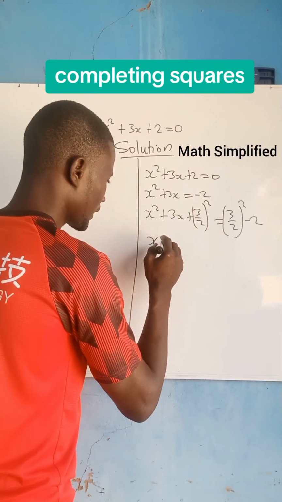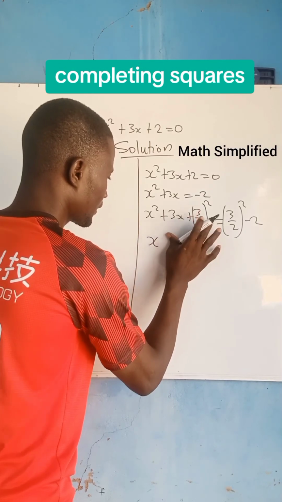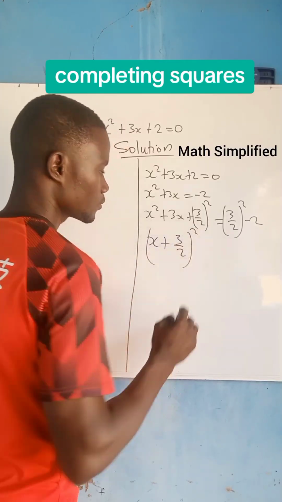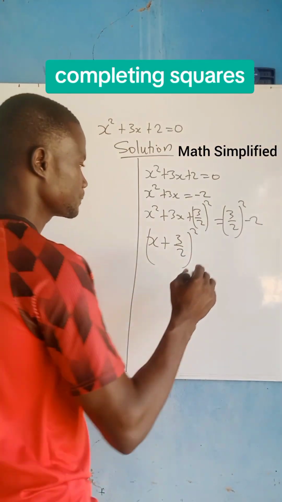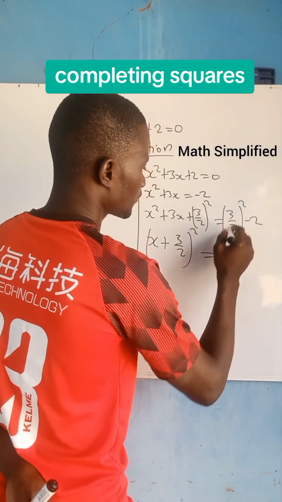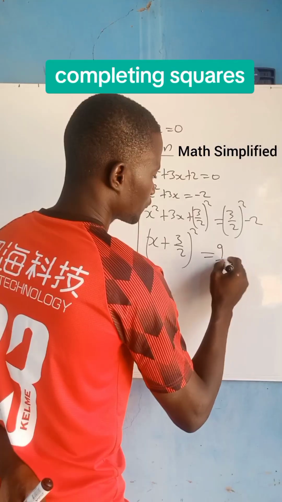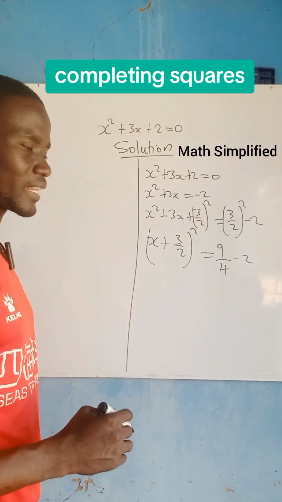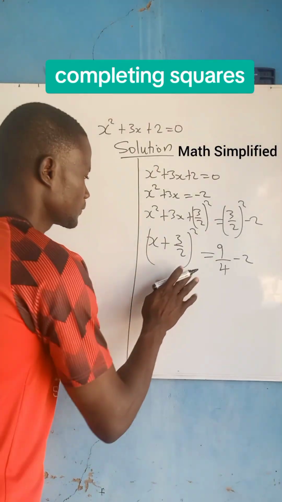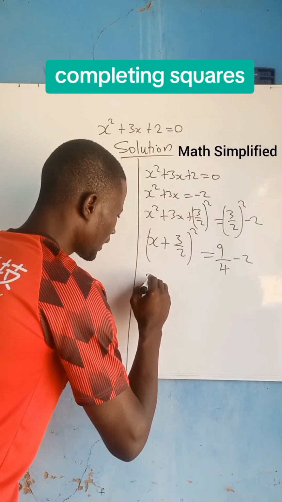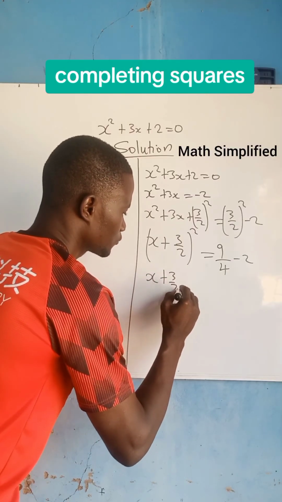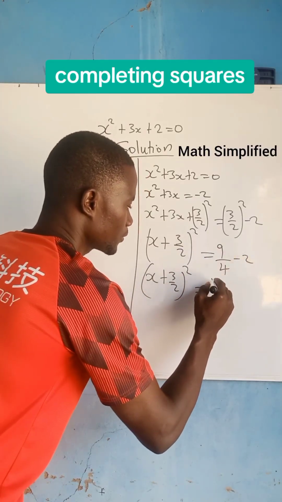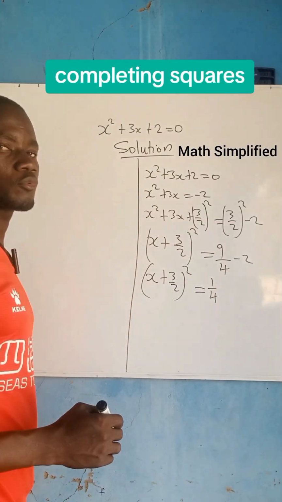When you factorize it, you can get (x plus 3 over 2), then you square all of them, equal to 3 squared will give us 9, and 2 squared will give us 4. We have our negative 2 attached to it. Okay, now let's continue. We have (x plus 3 over 2) squared equal to, when you subtract 2 from this, we are going to get 1 over 4.